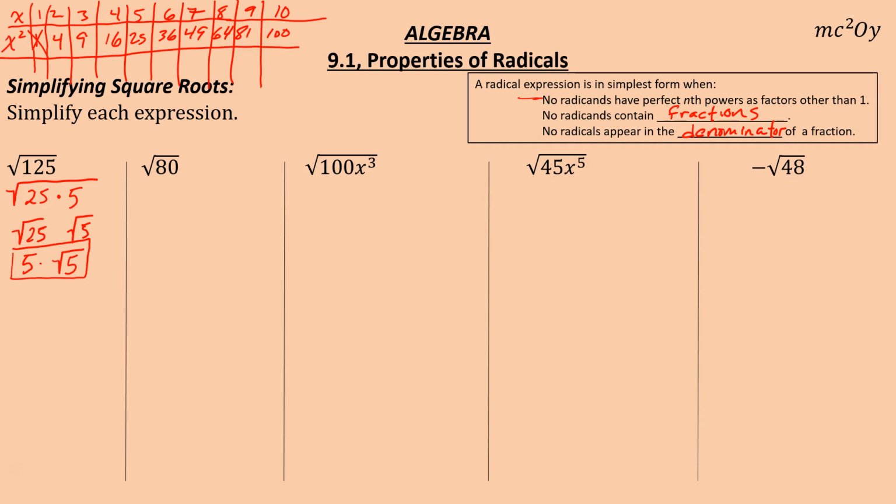Okay, so hopefully you try these on your own. Also pause it. But I look at 80. Well, what goes into it? Well, does 4? Yeah, it does. Quick shortcut, if 4 goes into it, always test multiples of 4.